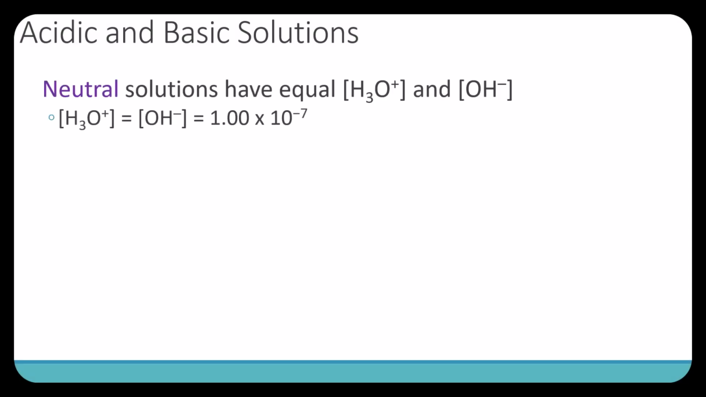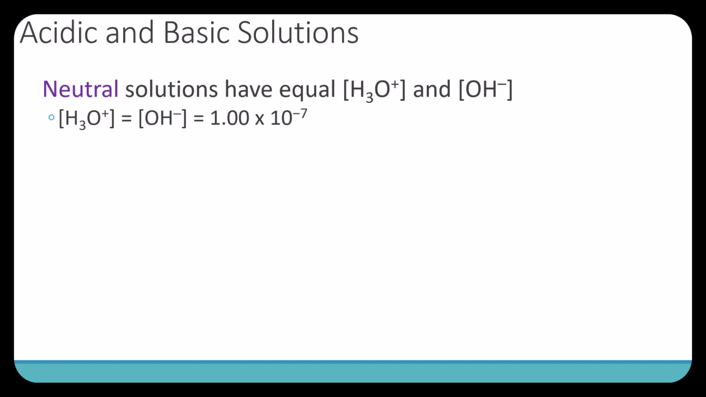So in a neutral solution, we would have the same number of hydronium ions and hydroxide ions. So in a neutral solution, those two values are going to be the same. If we have more of one or the other, that's when we start to get solutions that are either acidic or basic.